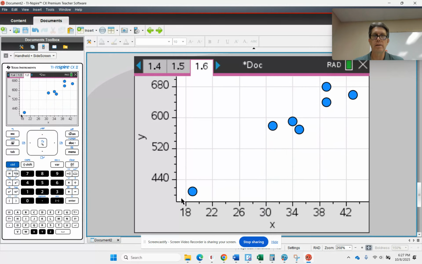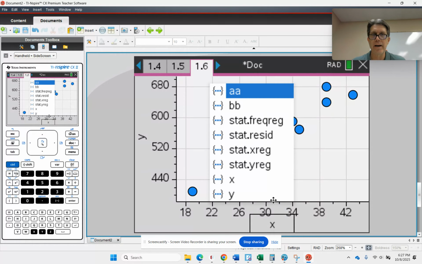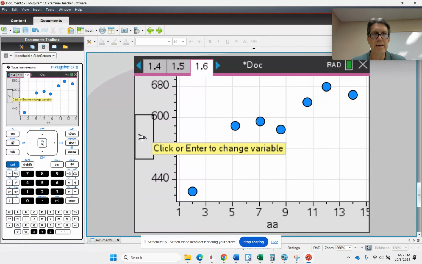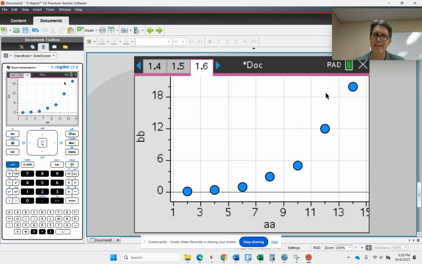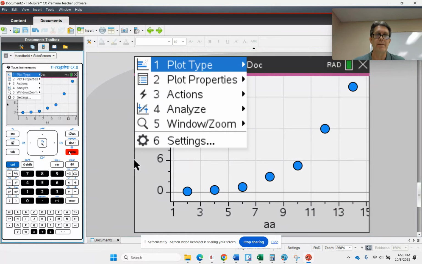Okay, look, it's not X versus Y, it's AA versus BB. I was like, that's the same thing. Okay, so that's a graph. Now, what I see is, first of all, I don't think that's a line. It looks very curved, and the residual plot is going to emphasize that.